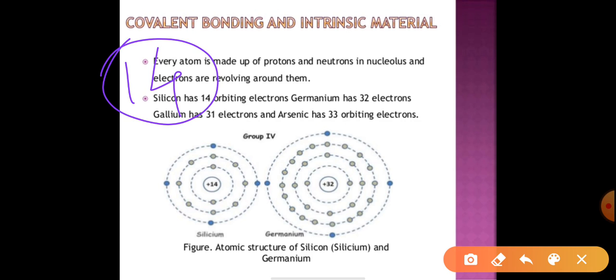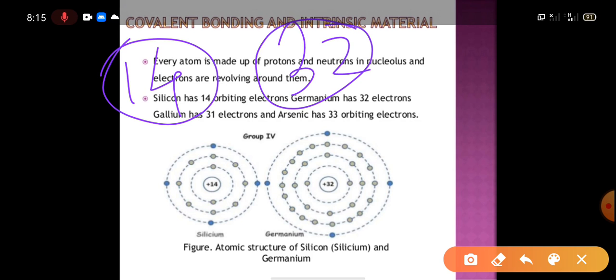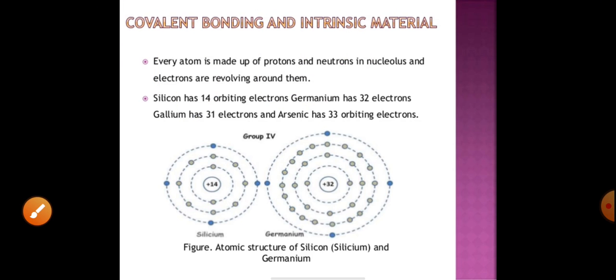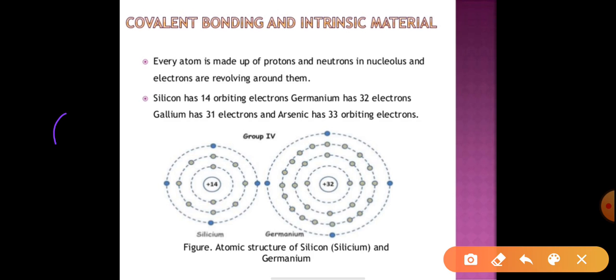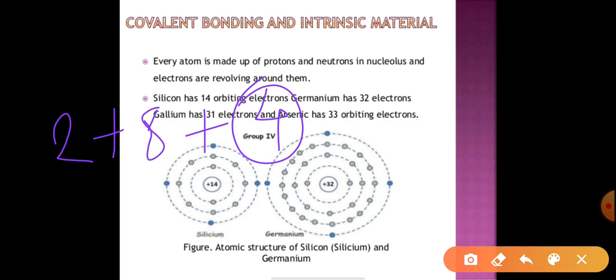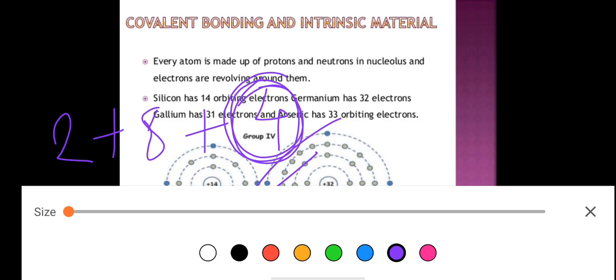And germanium has 32 electrons. If I know the distribution, it is 2 in the first orbit, 8 in the second orbit, in the third orbit 2 plus 8 is 10, and the remaining are 4. So there are 4 valence electrons in the last orbit. The valence electrons are the number of electrons in the last orbit.